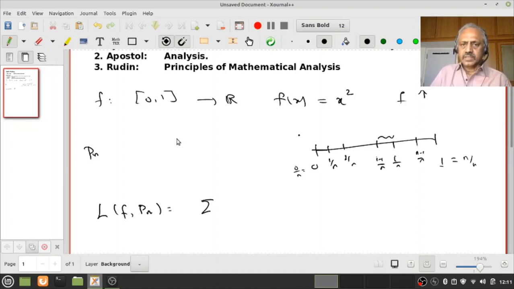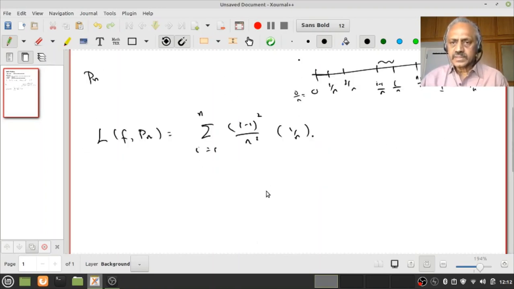What is the minimum of the function? The GLB of the function on this interval is (i minus 1) whole squared by n squared. And you understand this? Where does i run from 1 to n? You follow that? Into the length of the interval. The length of the interval is always 1 by n.